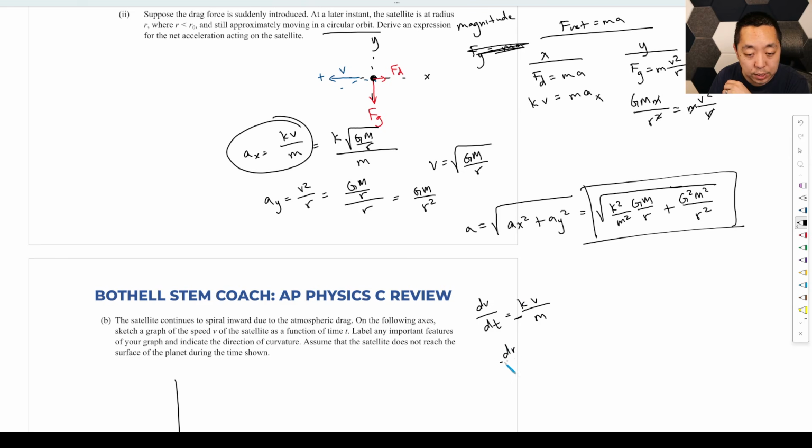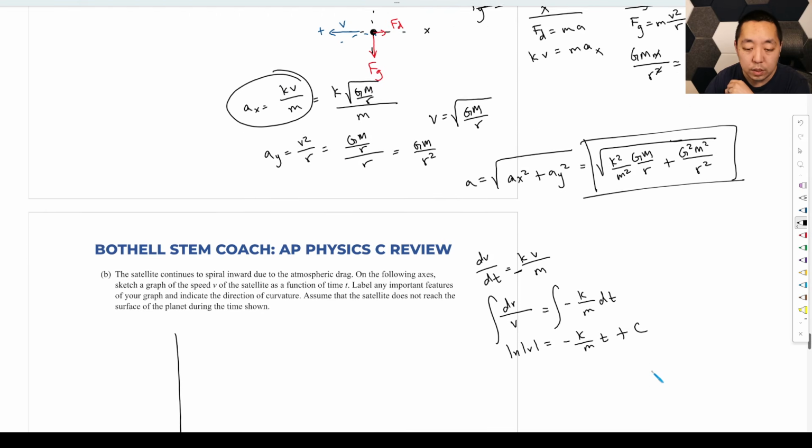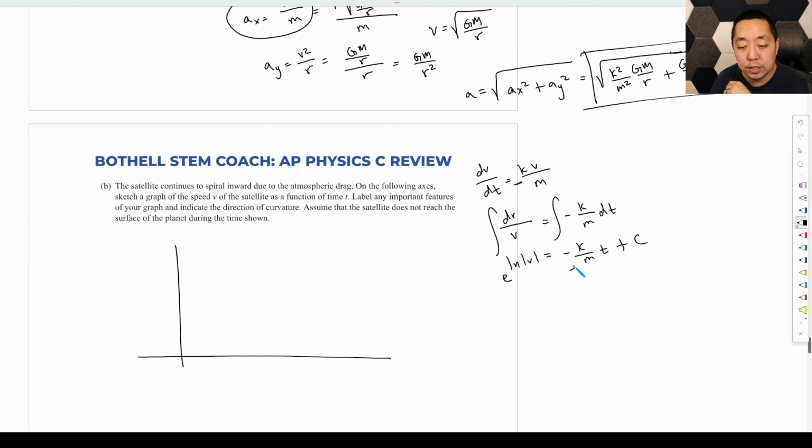And then we solve this as a separation of variables, negative k over m dt, right? Then you integrate both sides. You get ln absolute value of v is equal to negative k over m t plus c. And then we'll put e as the base, right? So it'll be absolute value of v is equal to e to the negative k over m t, times e to the c. When you change that to an arbitrary constant, it can be positive or negative. So you can make this C e to the negative k over m t.